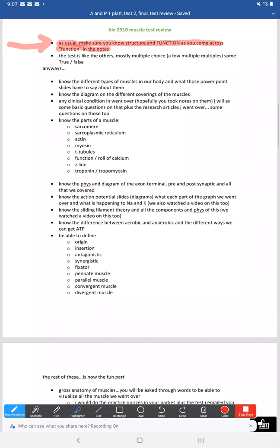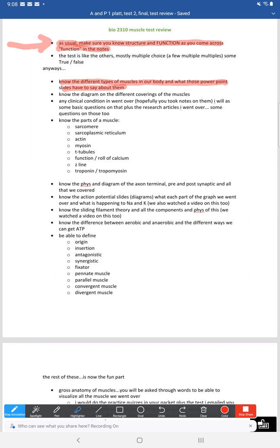Know the different types of muscle in your body and what the PowerPoint slides have to say about them. We talked about a lot of different muscles, obviously, and there are two parts to this one. The different types of muscle: you have skeletal muscle, cardiac muscle, and smooth muscle. Skeletal, cardiac, and smooth muscle.